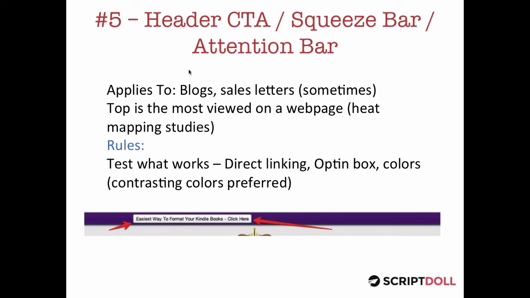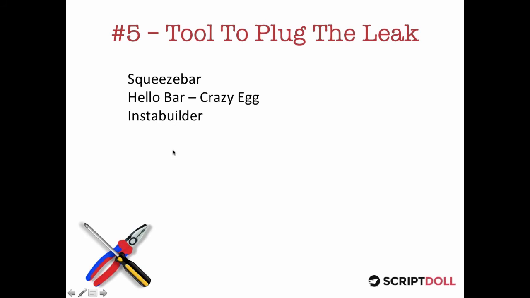You can try different colors. Contrasting colors actually work the best. So if this is purple on gray, you can try yellow. Just something that stands out from the rest of the colors on your blog, just so people can actually see it. Those are the ones that work the best. All right. So it's just a matter of testing. There's really no right or wrong when it comes to these.